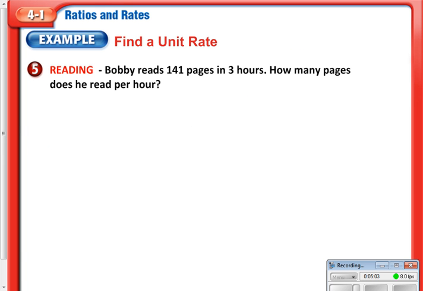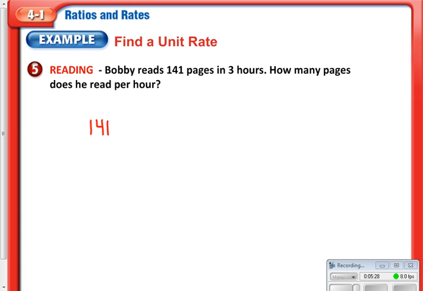The next part, the second part that we'll do, we've worked with ratios, now we're going to jump into rates and unit rate. In this problem, we're going to find a unit rate, and if you have to, you can refer to that first page there. But the unit rate is basically a simplified rate, so it has a denominator of 1. So reading says Bobby reads 141 pages in 3 hours. How many pages does he read per hour?